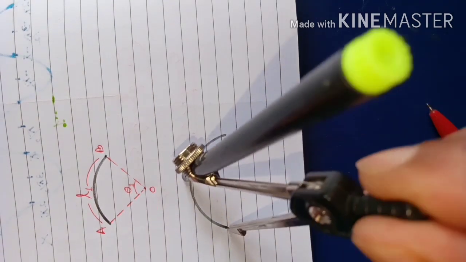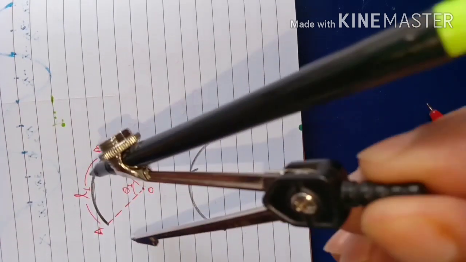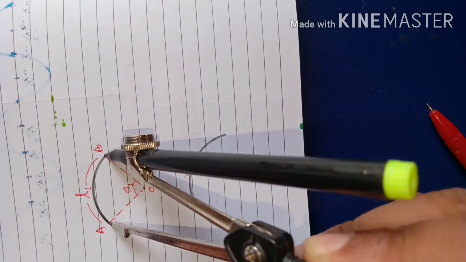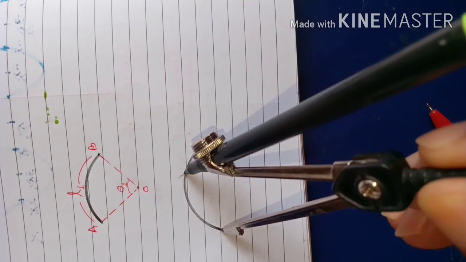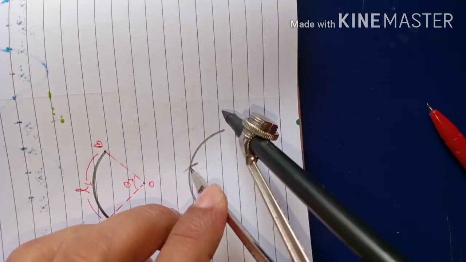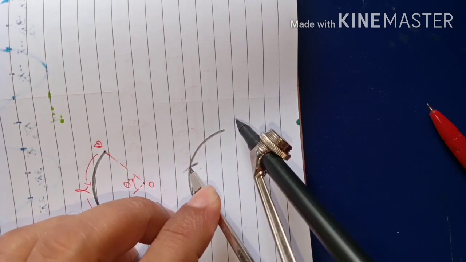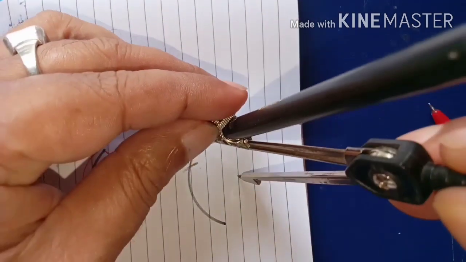So this is an arc. It is equal to AB because I have cut exactly equal to the length of AB here. So it is AB's length. Next, one more time we do from here. One more arc you cut here. And if it is not reaching that point, just you increase it.